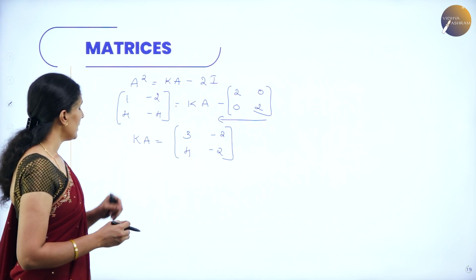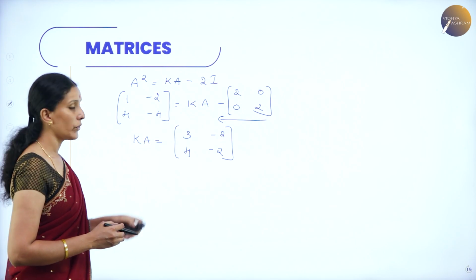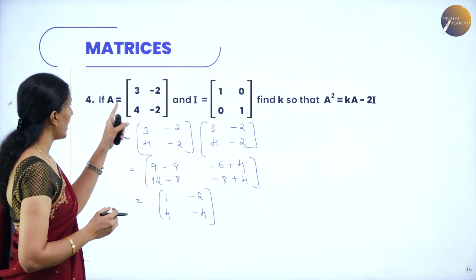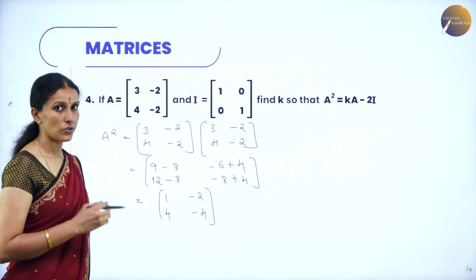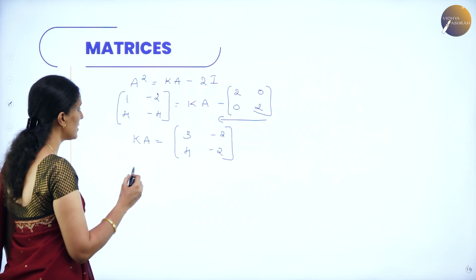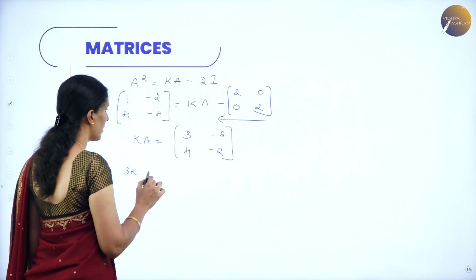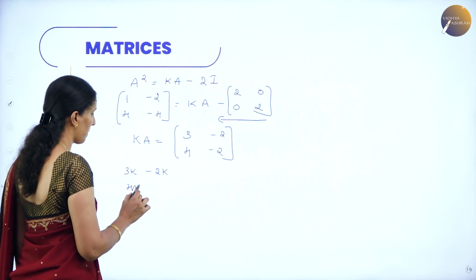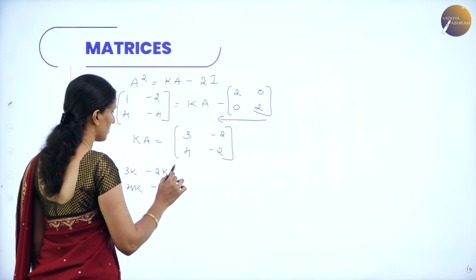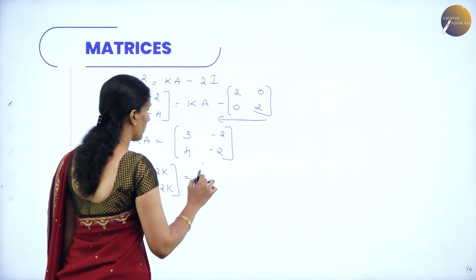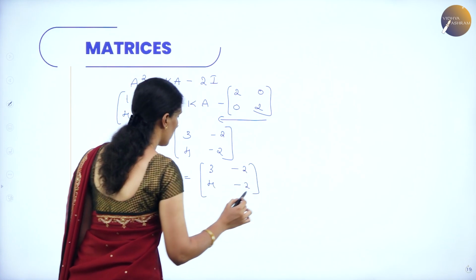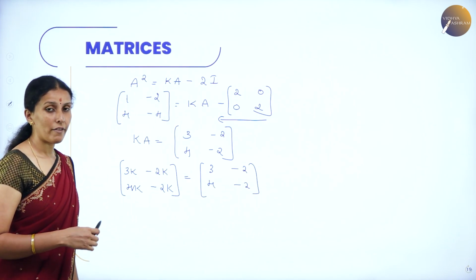Next, on the right hand side we have k into A. That means you have to multiply matrix A with k. What is matrix A? It is 3, minus 2, 4, minus 2. When you multiply by k, what happens? It is 3k, minus 2k, and here we have 4k, minus 2k. Now here we just need to find out the value of k.